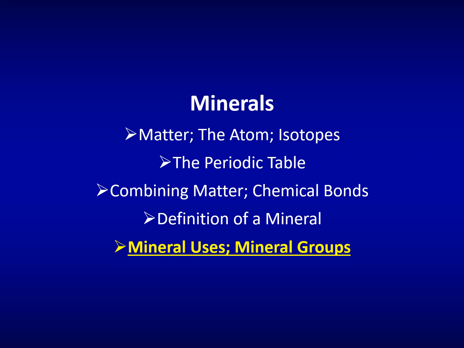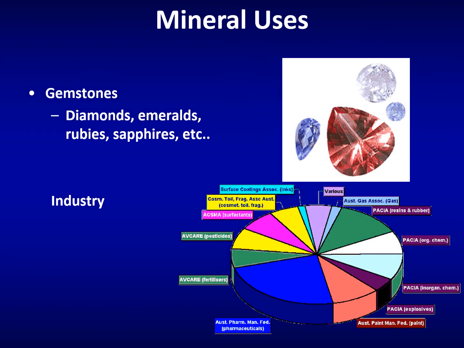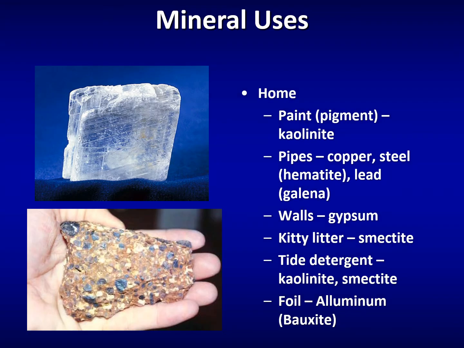Let's talk about the different groups of minerals and how they're used. We know that, of course, minerals are used in gemstones, things like diamonds, emeralds, rubies, sapphires, etc. But minerals have many various uses. Minerals are also used in everyday products and everyday things that we use, such as our homes, for example.